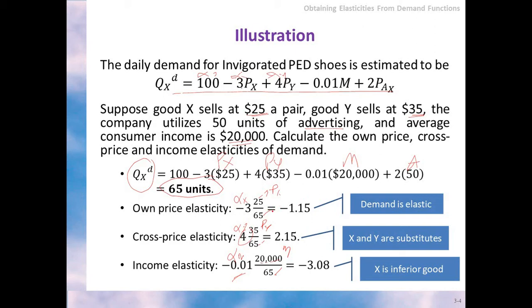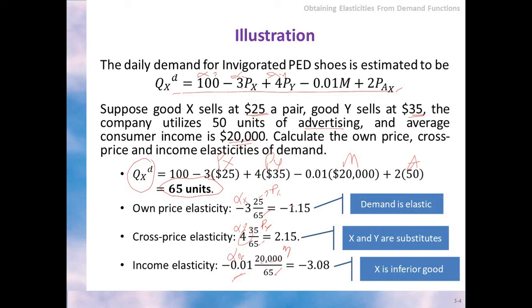So you see, using the demand function is actually easier, because you can calculate all types of elasticity just by using one demand function, provided that you have all the values here.